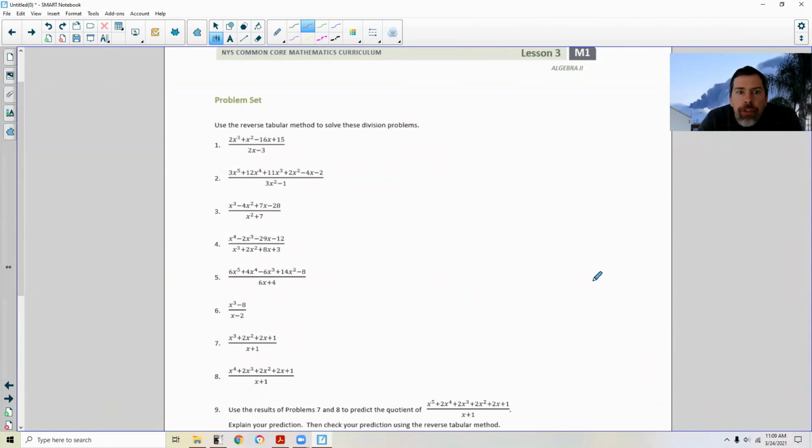Okay, page 4 brings us to the end of lesson 3. Go do your problem set.